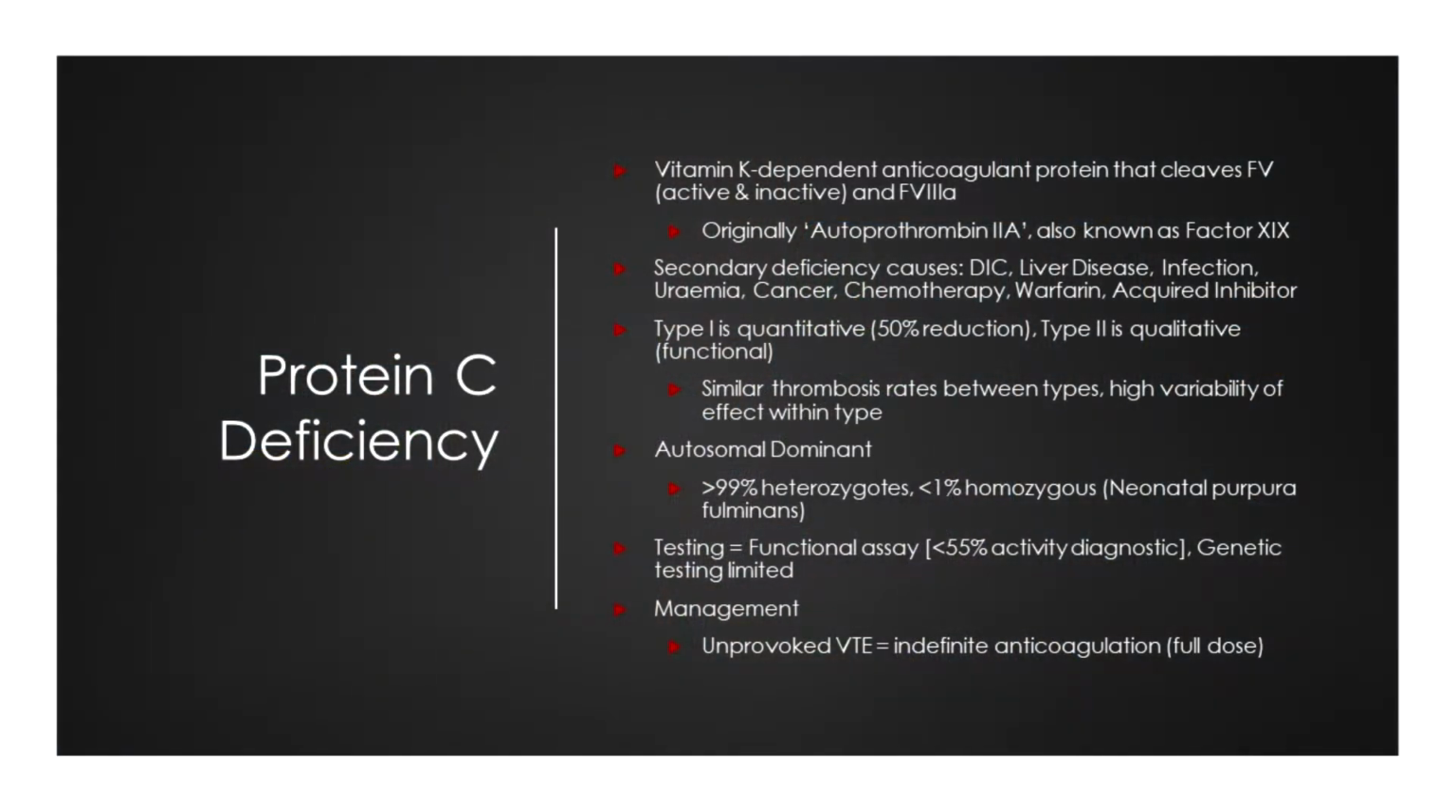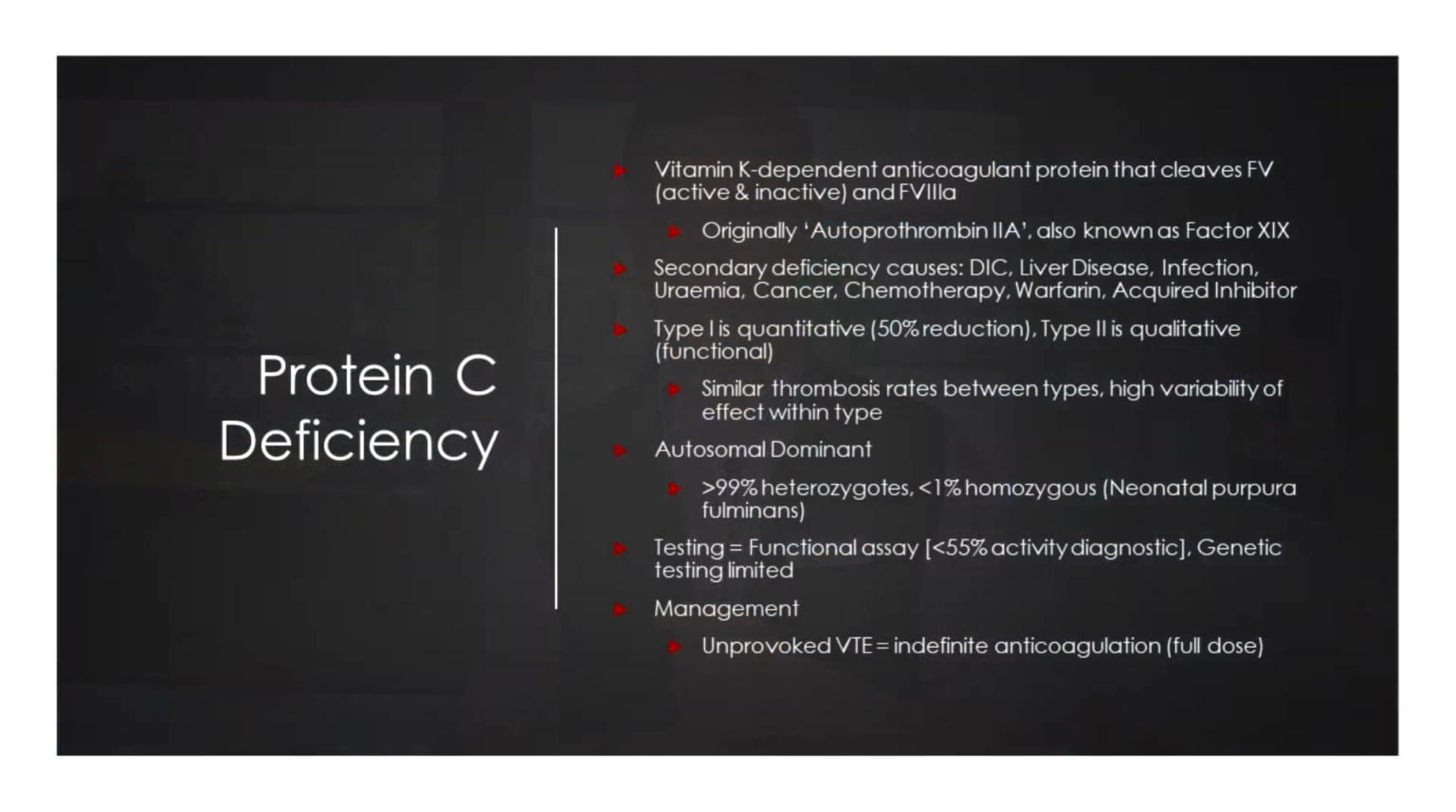Protein C itself is a vitamin K dependent anticoagulant protein, and it cleaves, as we said before, factor V, whether it be active or inactive. And it also has a role in cleaving factor 8A. It used to be called autoprothrombin 2A and is even known also as factor 19, but we don't usually call it that. We usually call it protein C. But you can think of it very much as a clotting factor that has an anticoagulant role within the clotting cascade.